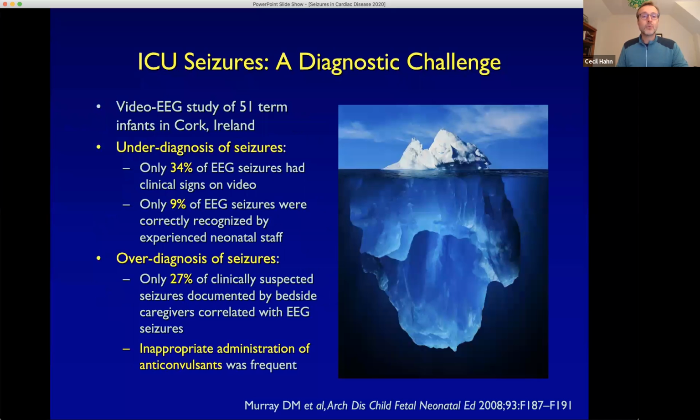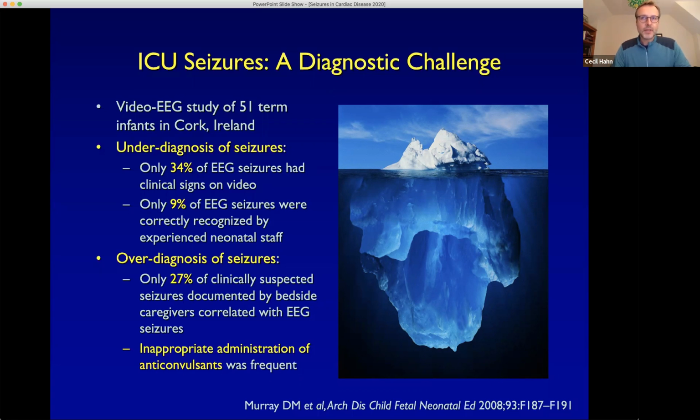ICU seizures are a real diagnostic challenge. This is a study done in a very experienced ICU, a neonatal ICU in Ireland, where they monitored 51 babies with continuous video EEG. But they didn't actually read the EEG in real time. They just monitored the children, and then after the fact, they looked at the EEGs and the videos and diagnosed the seizures based on that.